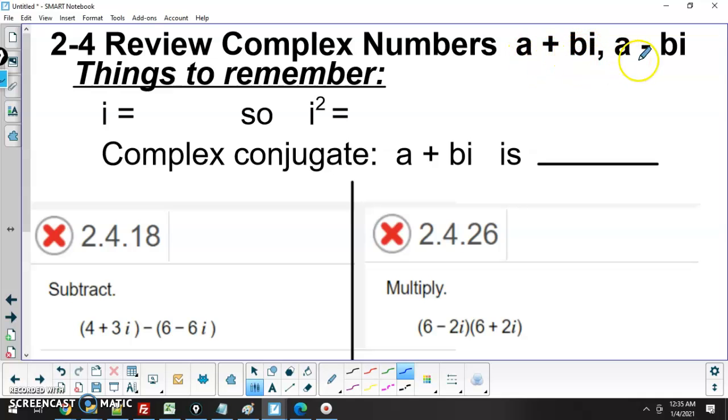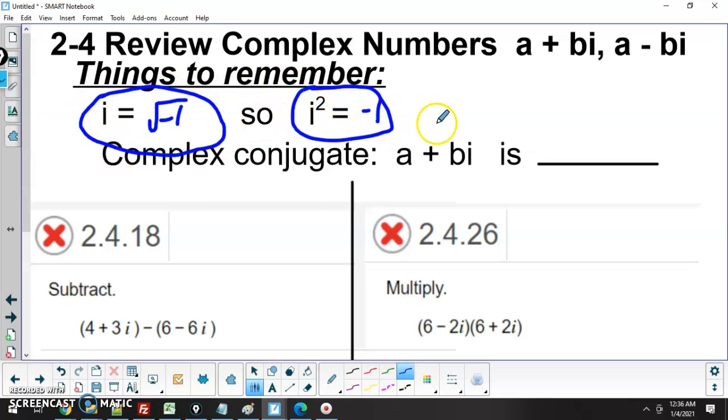So they look like a plus bi or a minus bi. Some things to remember. What is an imaginary number? An imaginary number, mathematically, we define as the square root of -1. No number times itself could give you -1, so we use i to stand for that number. Now, if this is true and we square i, we get the equation i squared equals -1. You want to use this fact throughout the lesson, so keep those two things in mind.